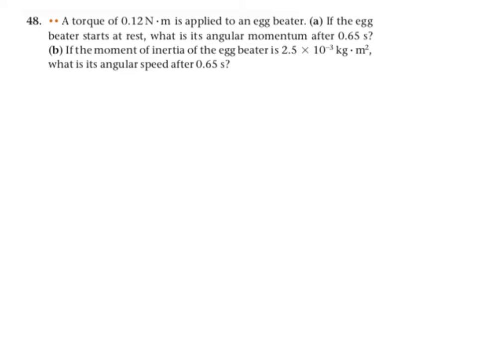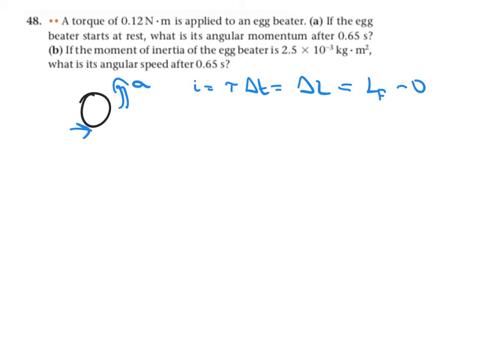So, an egg beater is, as far as we're concerned, some sort of object that can be rotated, and we apply a force that creates a torque that creates an angular acceleration. And we basically come back to using the angular version of the impulse momentum theorem, that the impulse is the torque times the time during which it applies. And that's also the change in angular momentum. So for us, the angular momentum starts off at 0 and ends at the thing we're looking for.